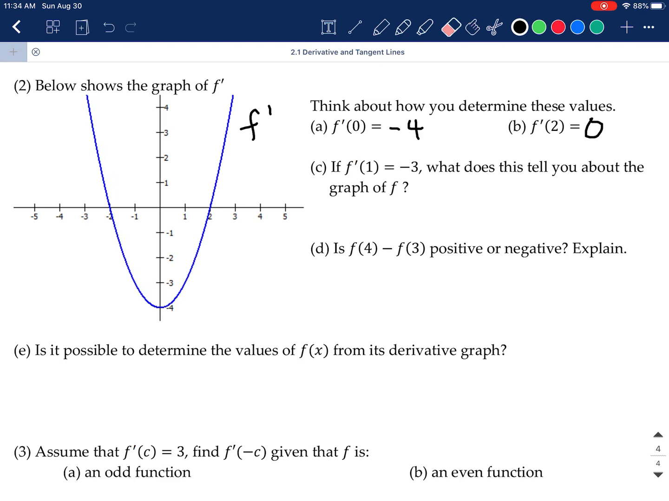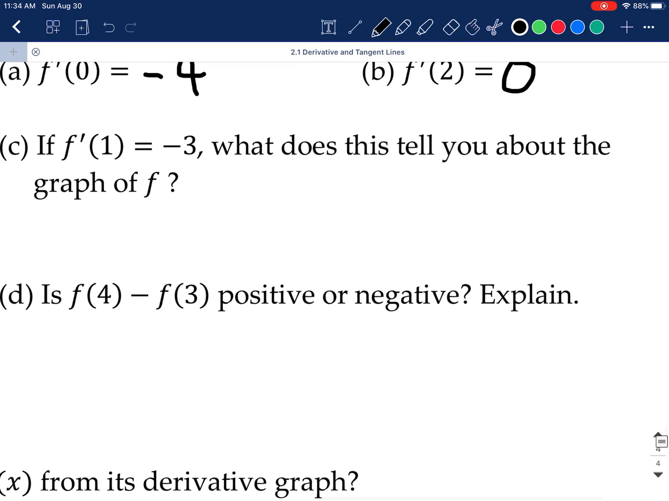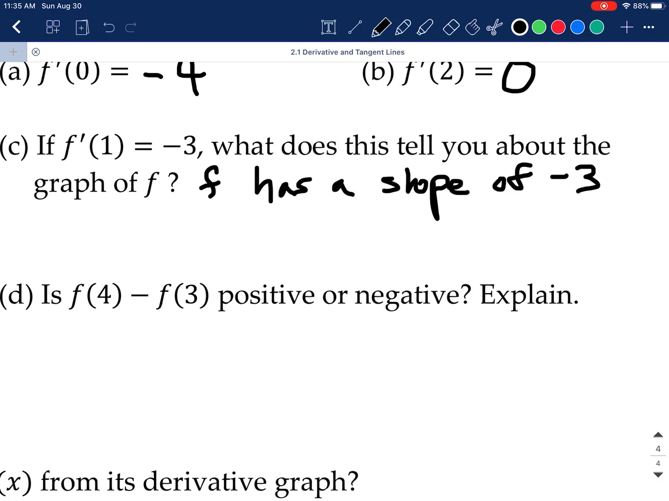Easy enough. It says if f prime of 1 is negative 3, what does this tell you about the graph of f? Right, so f has a slope of negative 3 at x equals 1. All right, so again, that's going to be our slope.